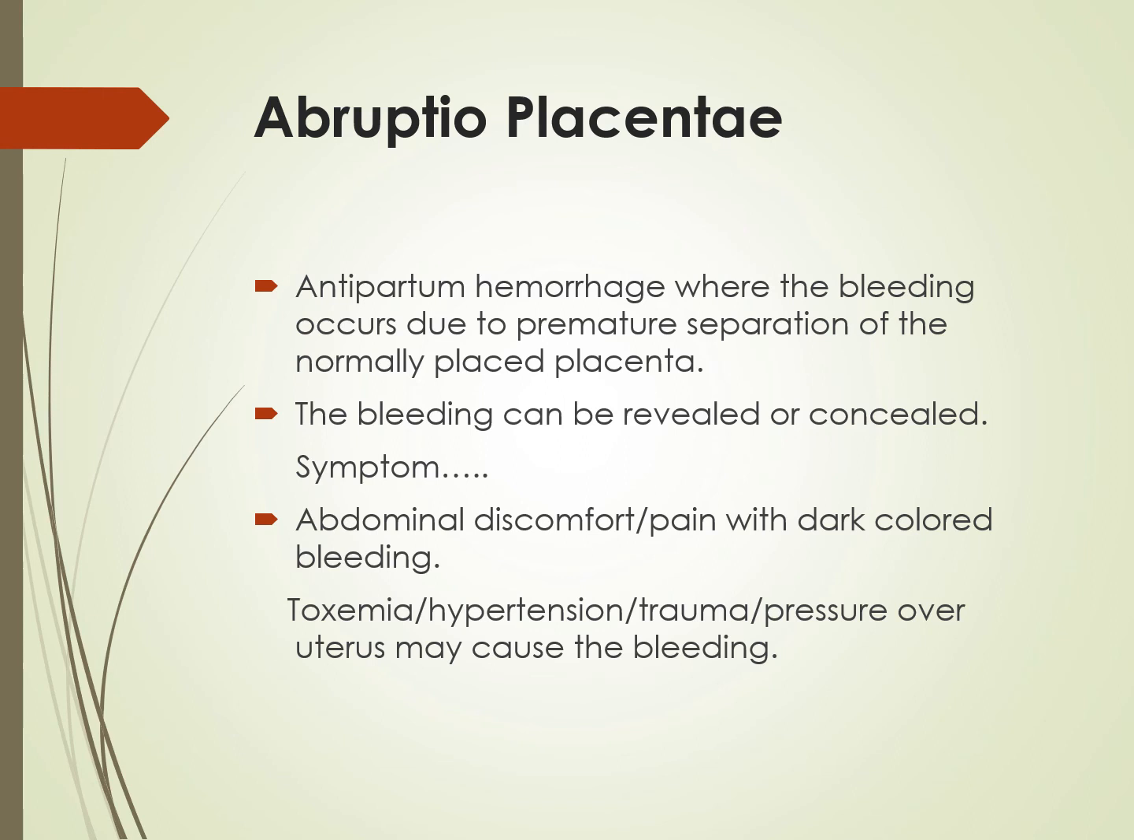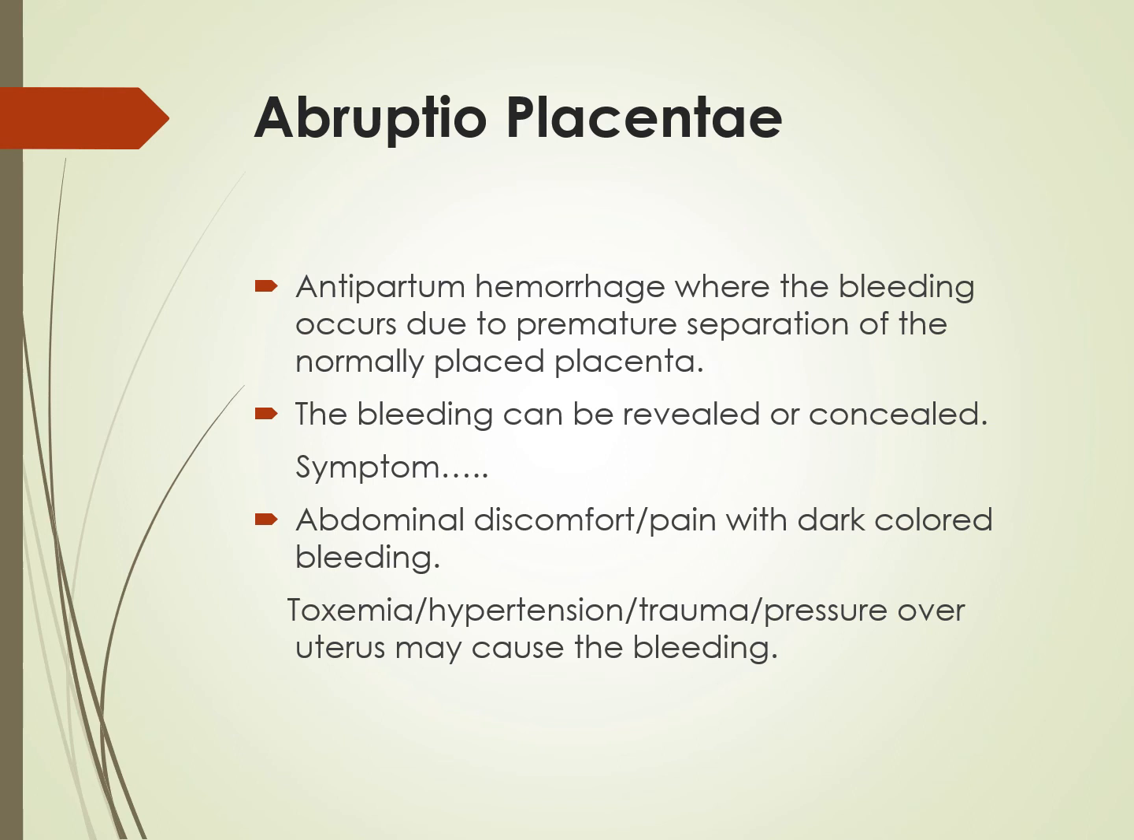Another condition of the placenta can be abruptio placentae. So basically, the placenta may be placed normally. The placenta is attached to the uterus at a normal place in the upper part of the uterus. But then, because of some reasons, there can be premature separation of the normal placenta. The placenta will detach itself from the uterus prematurely, early.